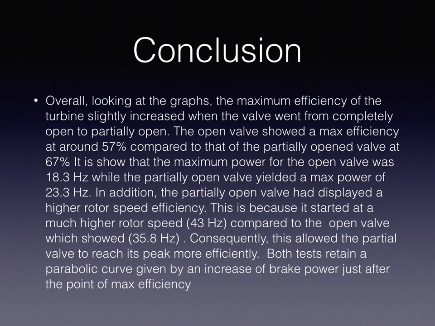In addition, the maximum power for the open valve was 18.3 Hz, while the partial valve yielded a power of 23.3 Hz. Not only did it have a much higher maximum power, but it had a much larger rotor speed at 43 Hz compared to the open valve at 35.8 Hz. As a result, the partial valve was able to reach its peak more efficiently. Overall, we see an increase of torque, horsepower, and efficiency when switching to the partially open spear valve, which shows it is a more effective approach.